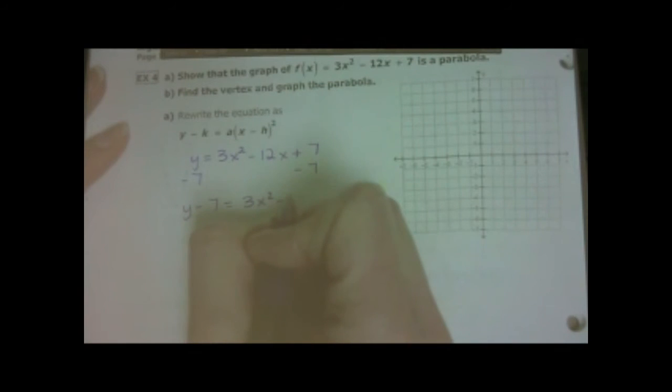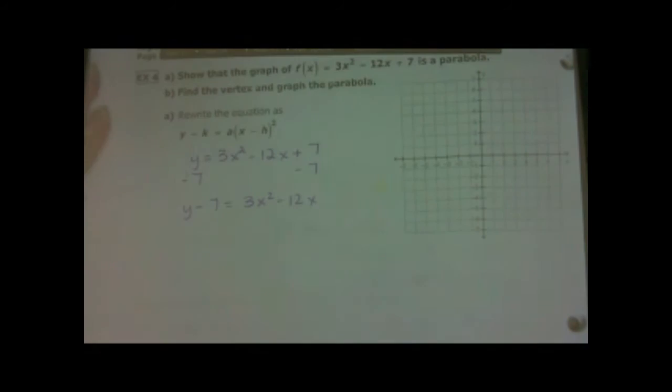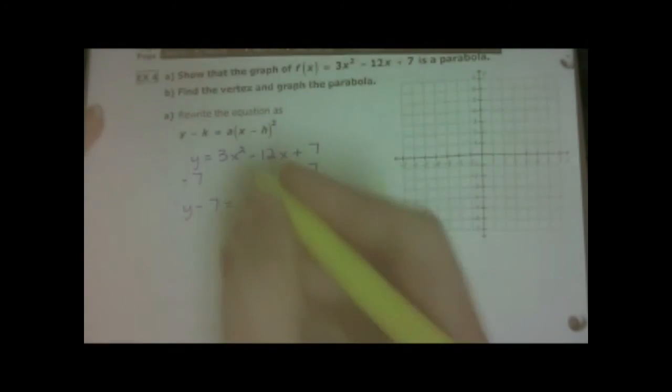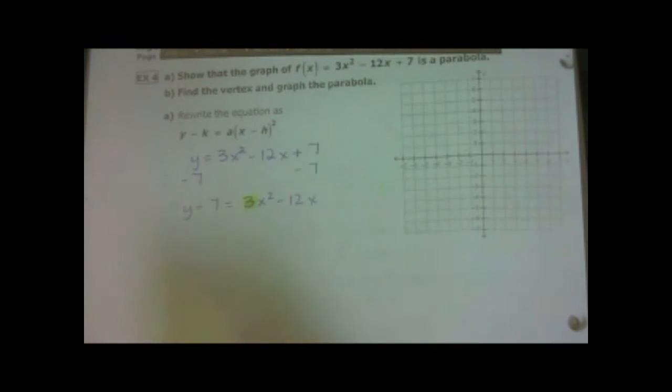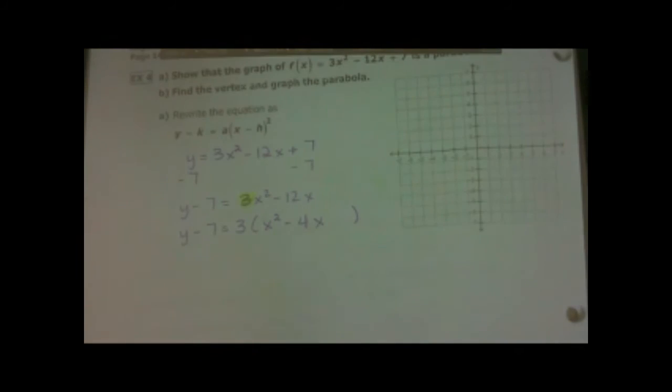Get rid of that 7. So subtract 7 on both sides. And I've got y minus 7 equals 3x squared minus 12x. All right? Whatever is in front of the x squared, factor it out like it's the greatest common factor. So this is going to give me y minus 7 equals 3, then I have x squared minus 4x. Leave a space for your c.